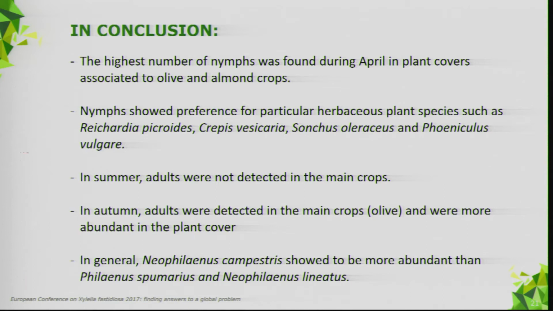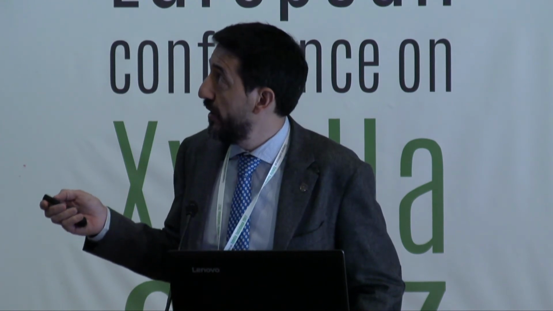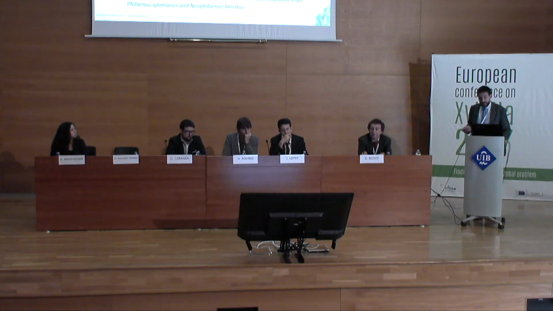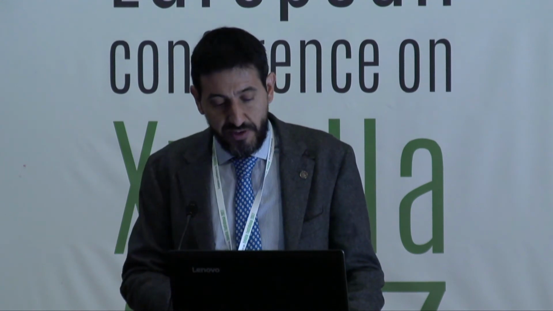So in conclusion, as I was saying, the highest number of nymphs was found during April, in spring. There are several species that had a high number of nymphs. In summer, we don't know where the adults go. They are not in the main crops, for sure. And in autumn, the adults were detected again in the main crops, and they were more abundant in the plant cover, but still in low populations. In general, Neophilaenus campestris seems to be much more abundant than the other species of Aphrophoridae.